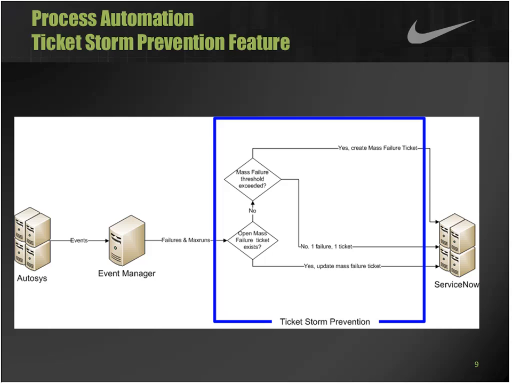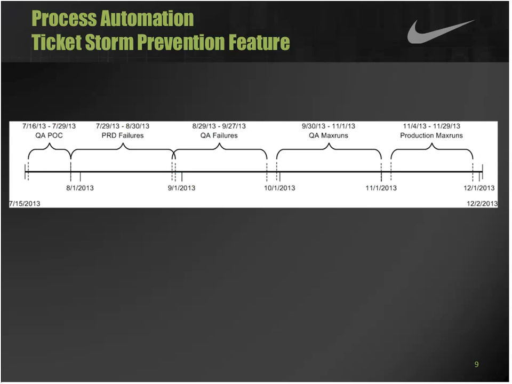And that will continue on until someone closes that mass failure ticket. Once they have resolved the issue and the mass failure ticket is closed, at that point when the next failure occurs, it would find that there isn't an open mass failure ticket that exists. We also need to reset then the threshold or that counter that measures our threshold. We would also have to reset that once the ticket is closed. So that's a ticketing storm or ticket storm prevention feature that we have to have in our solution.